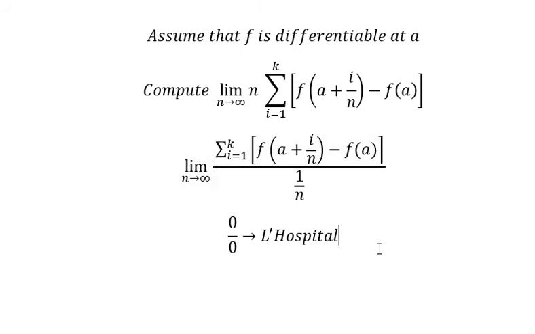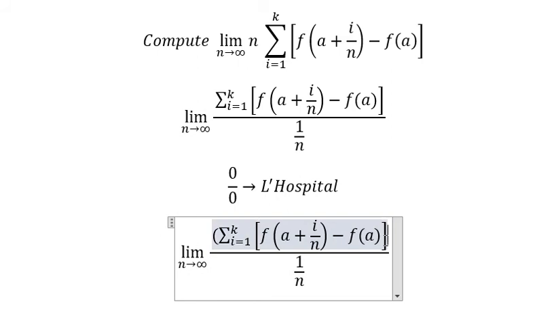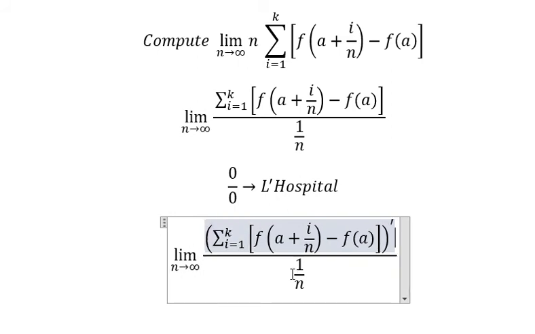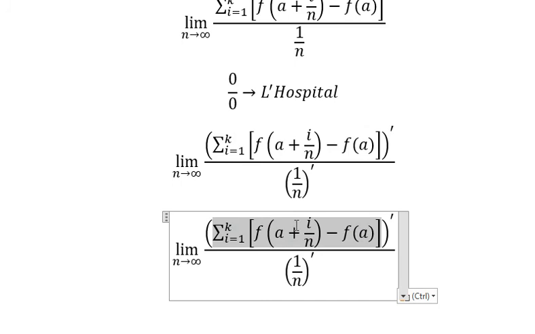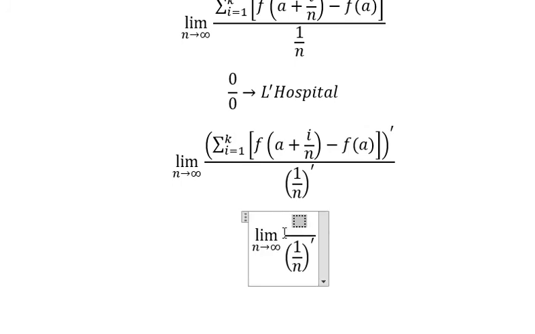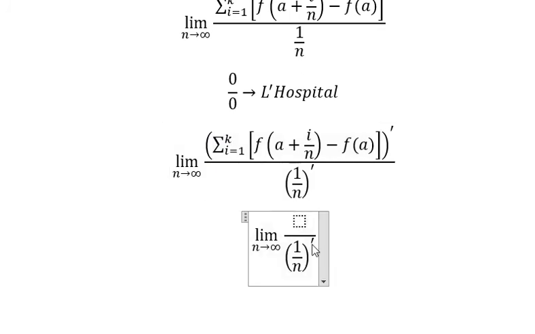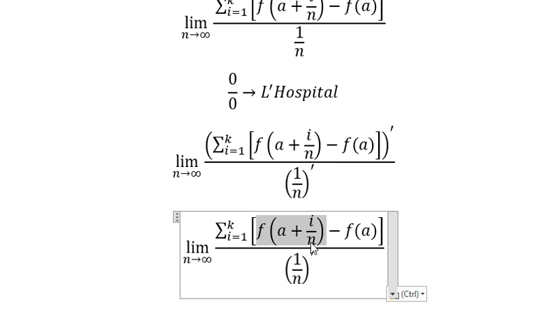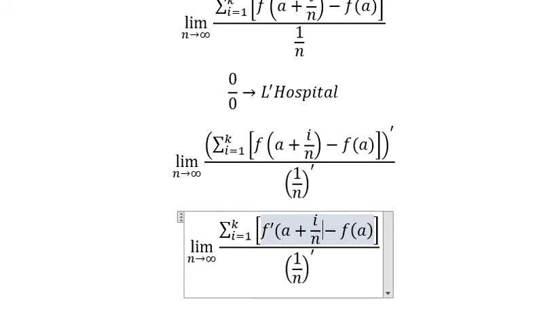That means we need to do the first derivative on the numerator and denominator. So if we do the first derivative of this one, we have like this. So the first derivative of this one, we have n. So we got the first derivative of a plus i over n.